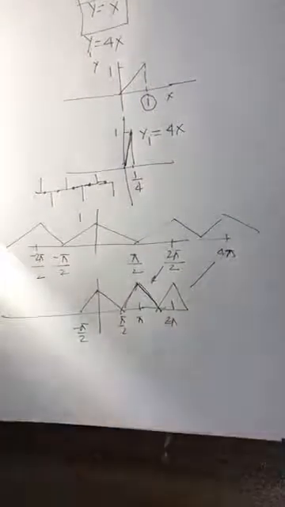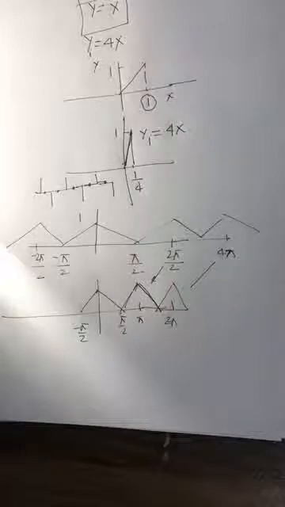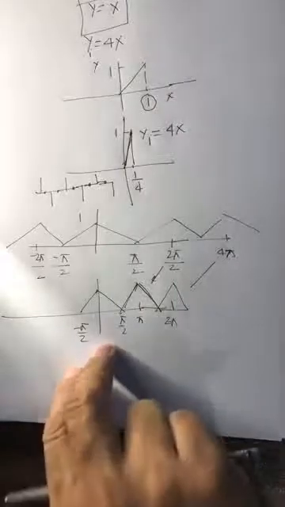Inserting 1 zero, you get 1 extra copy in the spectrum. Inserting 2 zeros, you get 2 extra copies in the spectrum. Inserting 3 zeros, you get 3 extra copies in the spectrum. So a very simple relationship. Just by knowing this fact, I can plot the spectrum of the two signals.